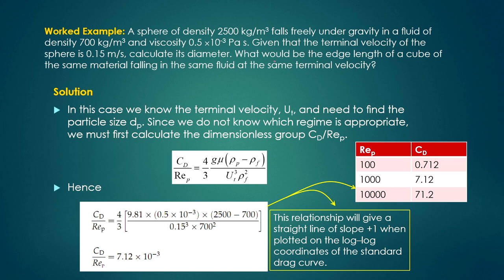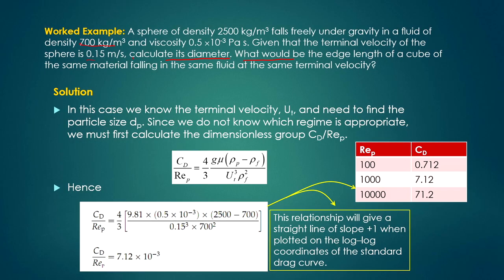So, let us consider first what would be the diameter. What will be the diameter of that particle? Here the terminal velocity is given, the density of the particle is given, and the fluid in which it will be falling downward is also given. This is 700 kg per meter cube, and the terminal velocity is also given to you. So, in this case you have to find out what the particle diameter will be.